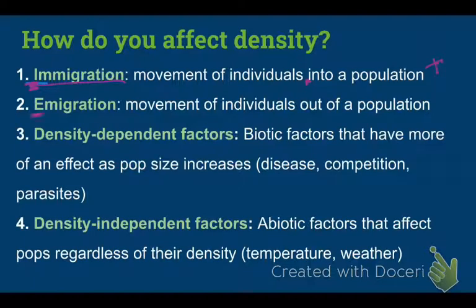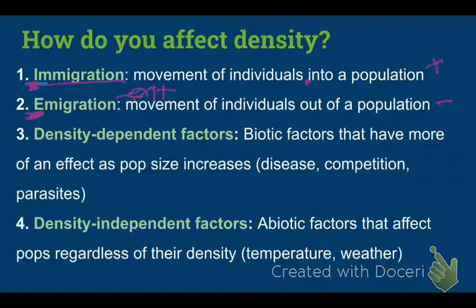Emigration is when individuals exit or leave. So I'm going to write "exit" to the side. Immigration, I like to say it so that the E is emphasized, emigration, exit. And that will help you remember the difference between immigration in and emigration out. So that's going to be a minus. That would make your population smaller.